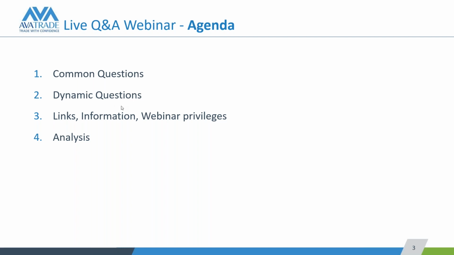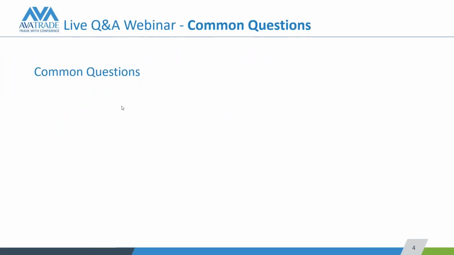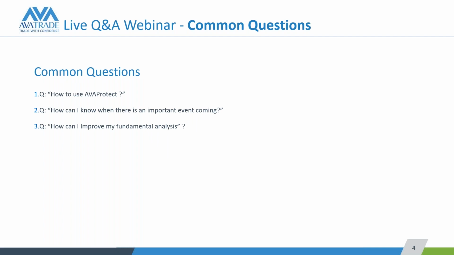These are the questions that I guess you had last time with Dan. How to use AvaProtect. How do I know when the important events are coming? How can I improve my fundamental analysis? What's the best amount to start with? And what's the difference between stocks and indices?